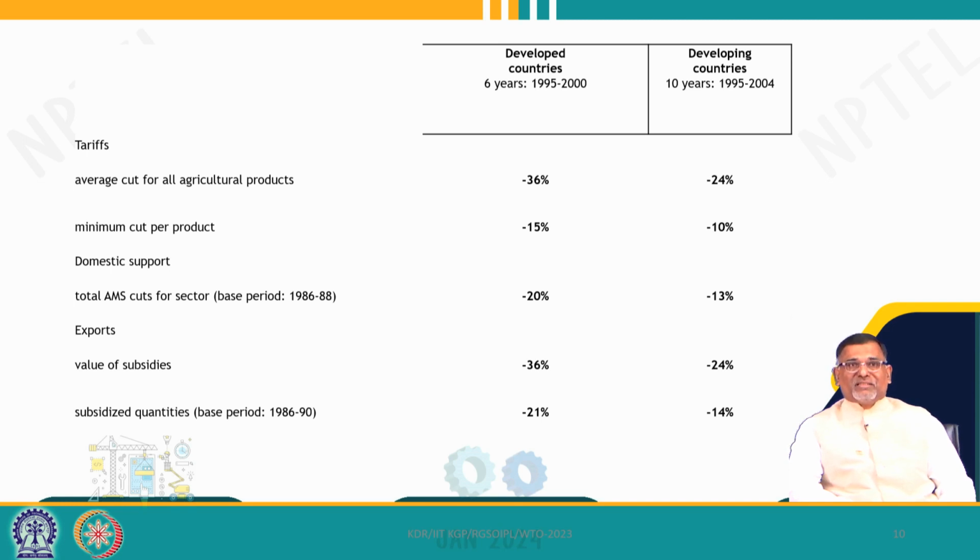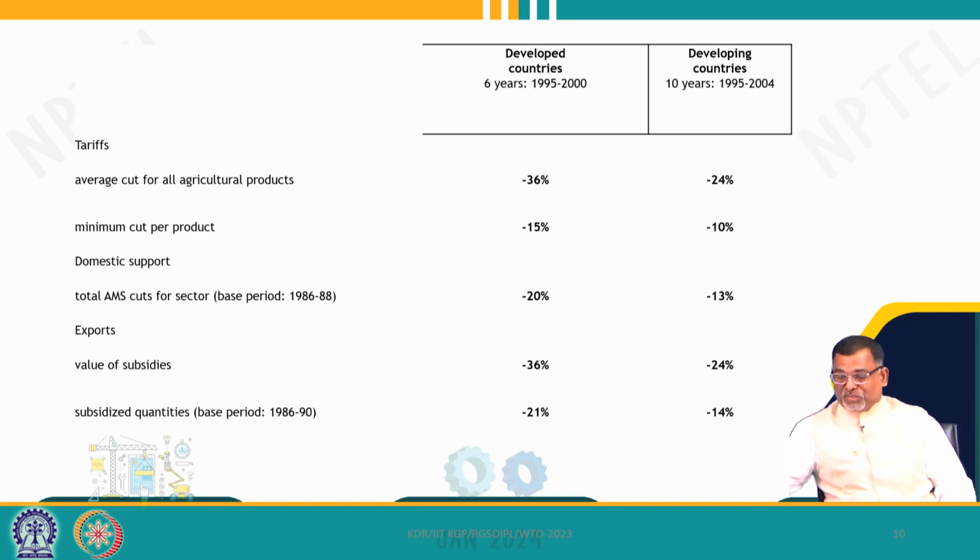Then minimum cut per product, it is very important. Minimum cut per product for developed countries is 15% and for developing countries it is 10%. There is not much change per product. And total aggregate measurement of support, and the base period is taken as 1986-88, because the Uruguay Round started in 1986. Total aggregate measurement of support: developed countries agreed to reduce by 20%, and at the same time the developing countries are also asked to reduce by 13%.